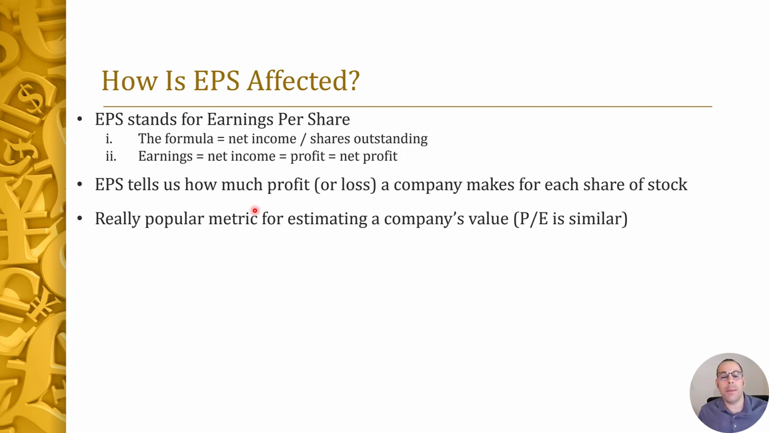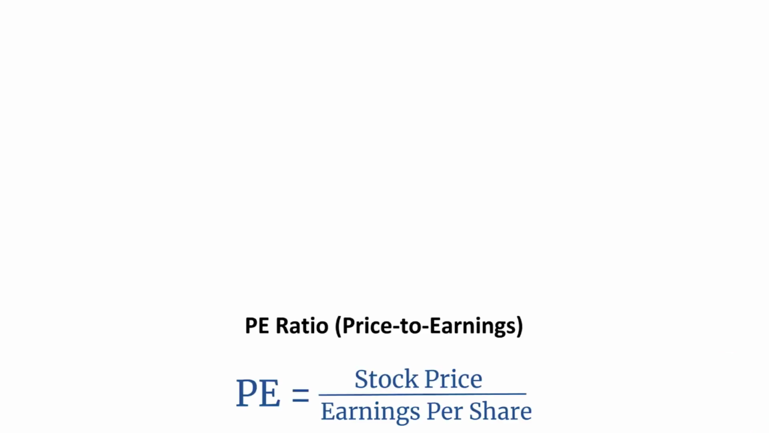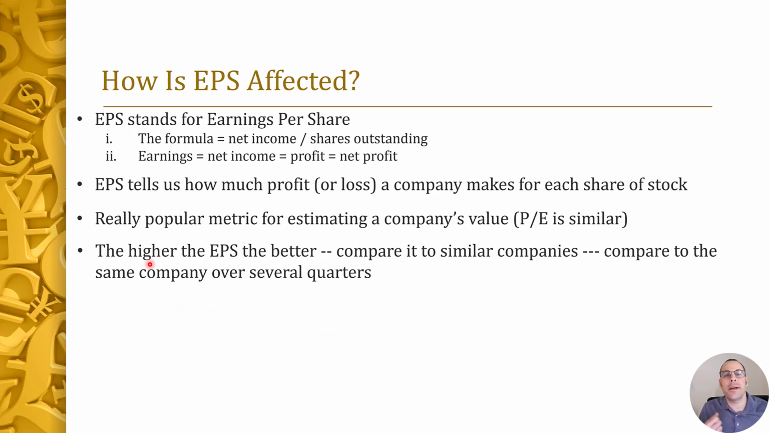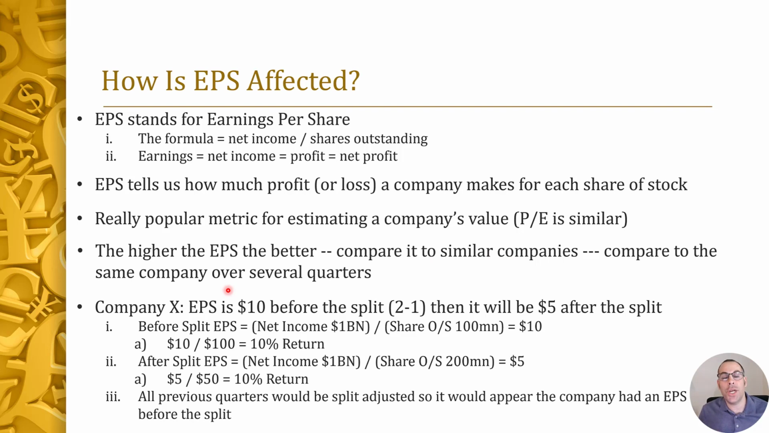This is a really popular metric for estimating the value of a company. It's similar to the PE ratio. PE is stock price over earnings per share. So if you're invested in a company, you would hope their EPS increases. But you always want to compare these metrics to similar companies and compare to the same company over time. I'll show you how the EPS would change with a stock split. Say company X had an EPS of $10 before a 2-for-1 split. Then it will be $5 after the split. That doesn't mean the company's value is cut in half.